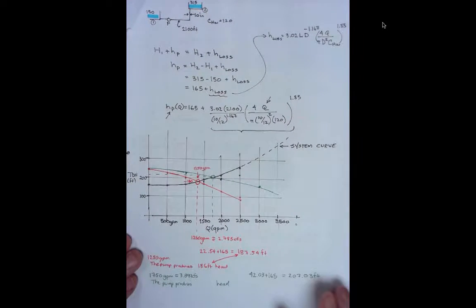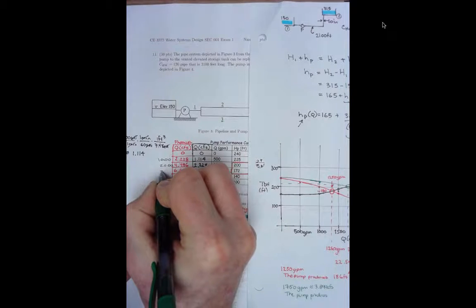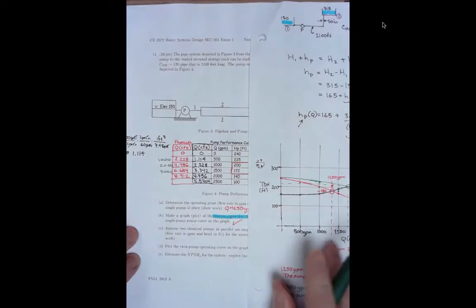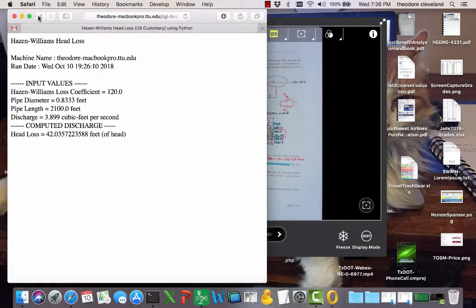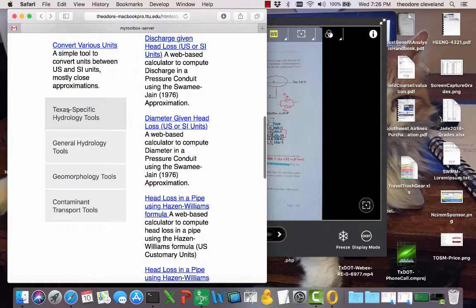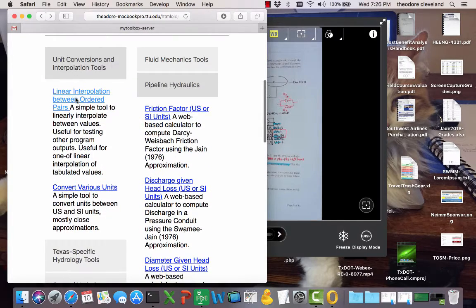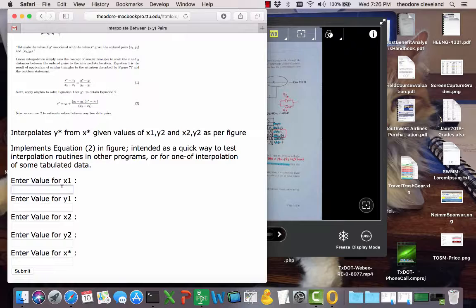So that's a 1,000, that's a 2,000, that's a 3,000. So we're between these two. And again, we'll use our interpolator tool. So at 1,000 gallons per minute, our twin pumps produce 225 feet of head. At 2,000 gallons per minute, our twin pumps produce 200 feet of head. And at 1,750 gallons per minute, our twin pumps produce 206.25 feet of head.